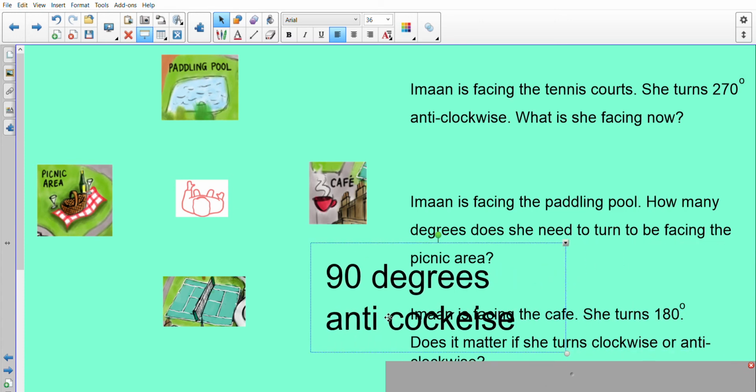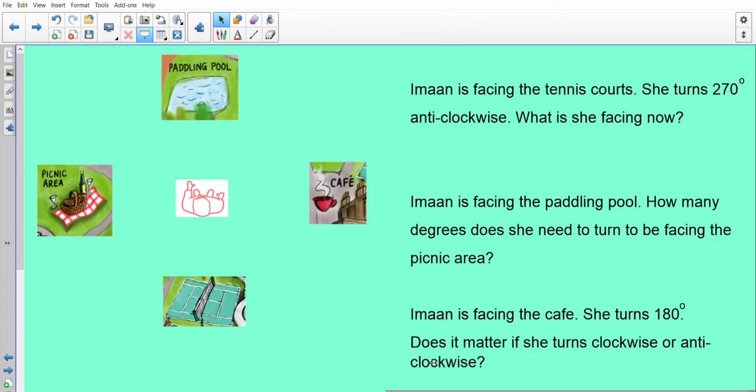Oops, doesn't look too good, does it? Let's take that off. Right, last one. Iman is facing the cafe. She turns 180 degrees. Does it matter if she turns clockwise or anti-clockwise? Right, let's have her facing the cafe first of all. Well, 180 degrees is half a turn, so let's try clockwise first. 90, 180, she ends up that way.